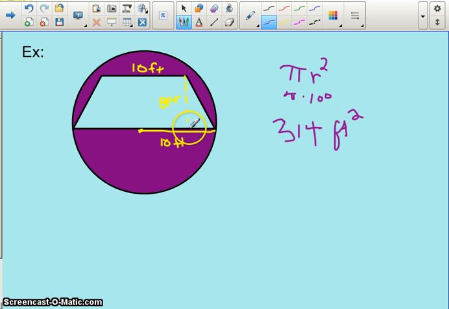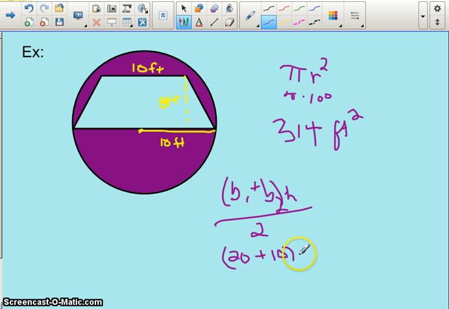Now the trapezoid's formula is B1 plus B2 times the height, divided by 2. Let's plug that in real quick. Looks like my B1, all the way across here, is going to be 20. So I'll have 20 plus, it looks like the B2 is going to be the 10 foot.